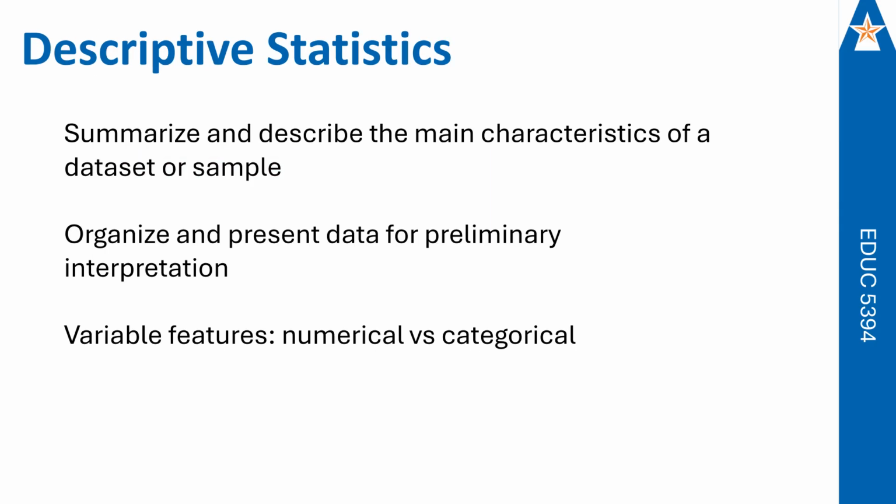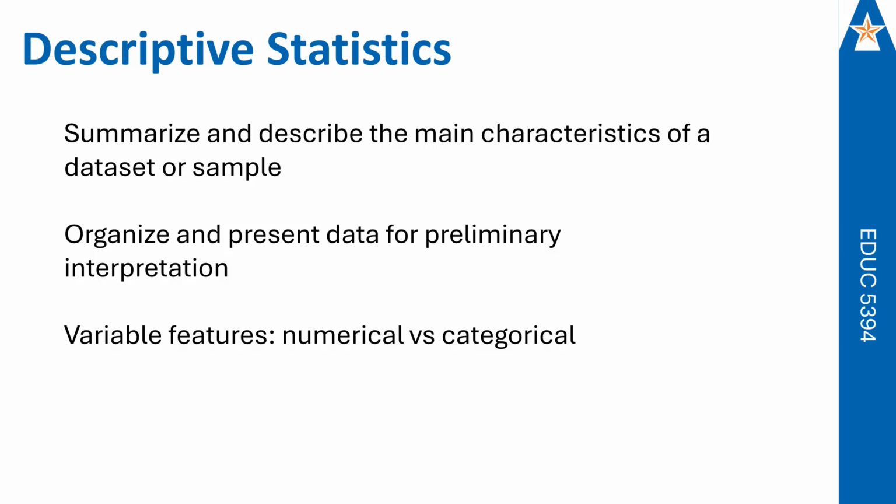Descriptive statistics help researchers summarize and describe the main characteristics of a dataset or sample. Before conducting more advanced analyses, researchers need to understand who or what is included in the data and identify overall patterns in the variables. Descriptive statistics also organize and present data in ways that support preliminary interpretation. Researchers may use tables, graphs, percentages, averages, and measures of variability to make large amounts of information easier to understand, including for readers who are less familiar with statistical analysis.